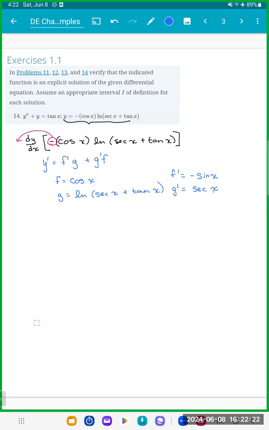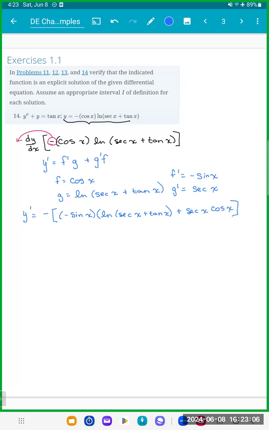Okay, so when we put that all together for our y prime, that is going to give us, we'll keep that negative on the outside, right? And then f prime is negative sine of x. g is that ln secant of x plus the tangent of x. And then plus our g prime, which is the secant of x, times f, which is the cosine of x. Okay.